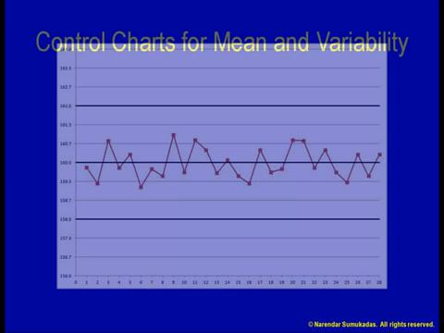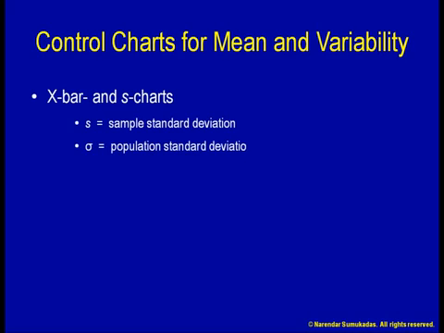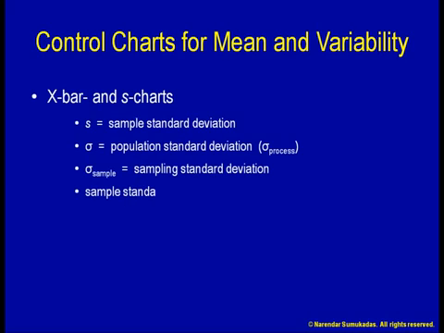We can also plot 2 separate charts, an Xbar chart to monitor the sample means and an S chart to monitor the standard deviation. In fact, we typically need to first look at the S chart to ensure that the process variability is in control, because without doing that, what looks like normal behavior on the Xbar chart could be deceptive. Just in case you're wondering, recall from stats that S is the symbol for sample standard deviation, while sigma is the symbol for population standard deviation, which in our case is sigma process. Don't confuse that with the sampling standard deviation, which is sigma sample.